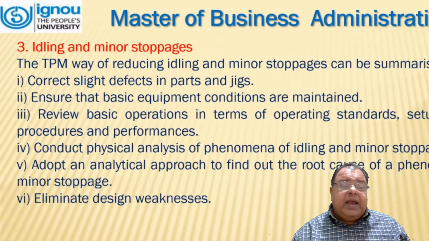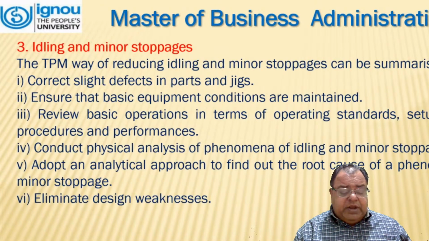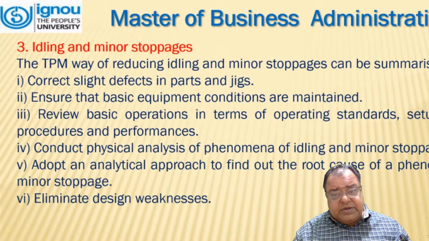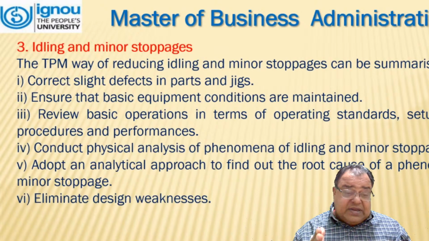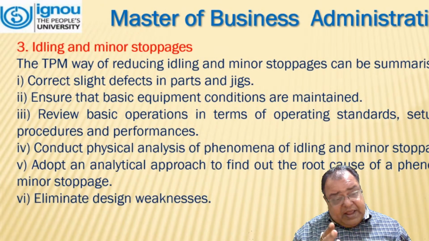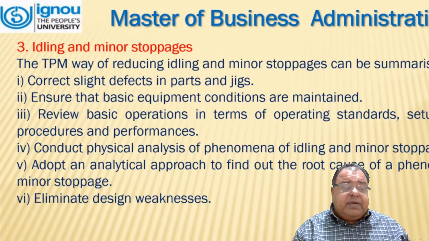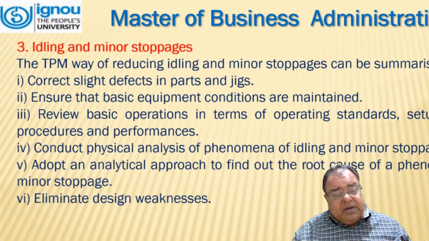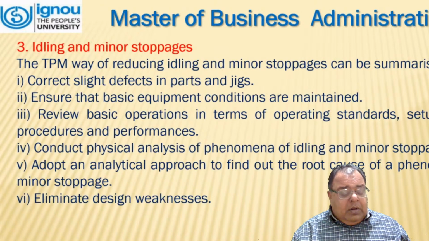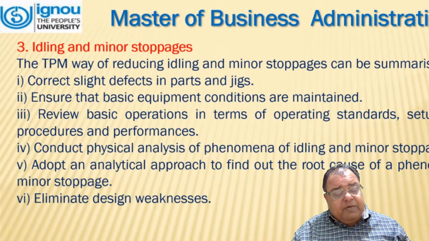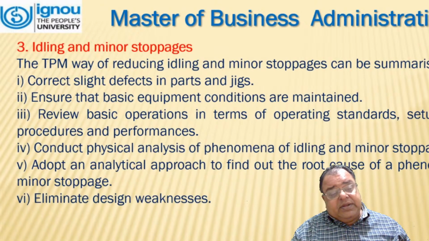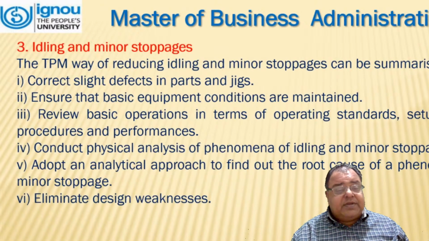Third one is idling and minor stoppages. The TPM way of reducing idling and minor stoppages can be summarized as: correct slight defects in parts and jigs. Ensure that basic equipment conditions are maintained. Review basic operations in terms of operating standards, setup and adjustment procedures, and performances. Conduct physical analysis of phenomena of idling and minor stoppages. Adopt an analytical approach to find out the root cause of the phenomena of idling or minor stoppage. And sixth one is eliminate design weaknesses.